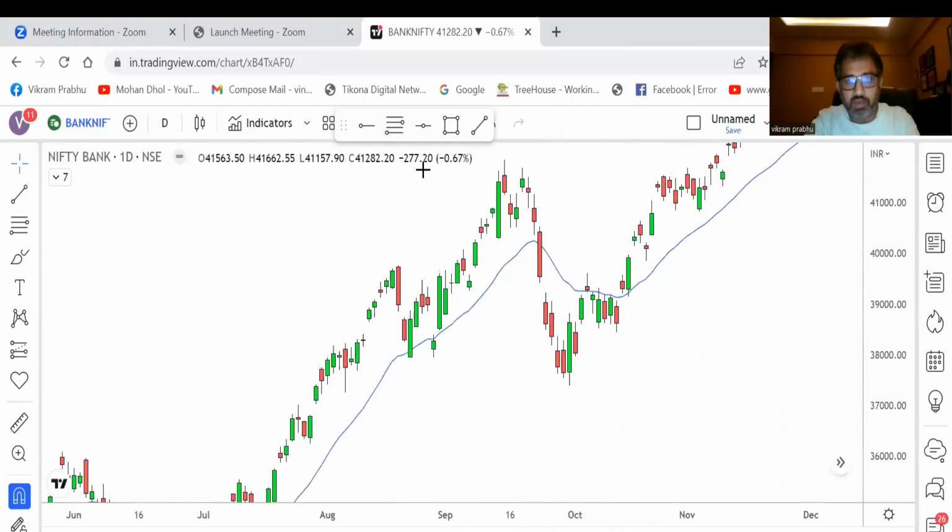It is not that every time that level will work as a strong support. Sometimes it can break also. If it breaks, then you can expect a huge movement like this. So this kind of candlestick I prefer. On the upside, small wicks is fine. On the downside, there should be very small wicks or no wicks.